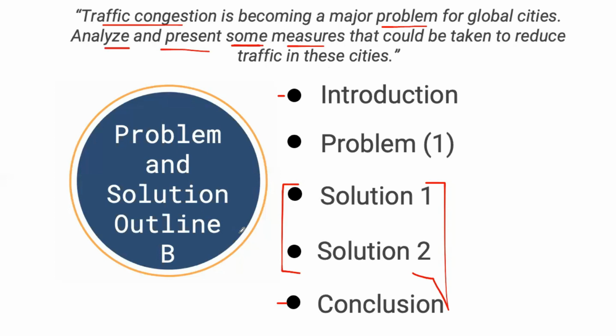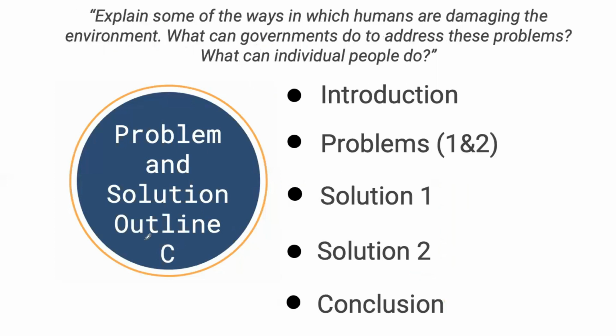All right, let's go to the last outline, which is the one we're going to use today, and that is outline C. Now, I've prepared a different writing prompt, but we'll read it together. Explain some of the ways in which humans are damaging the environment. What can governments do to address these problems? What can individual people do?